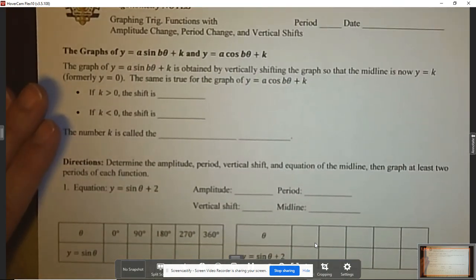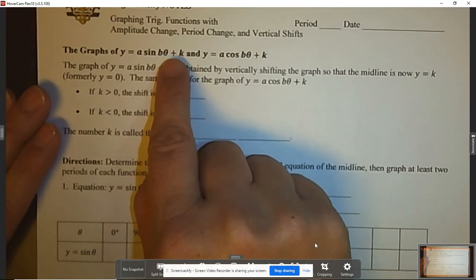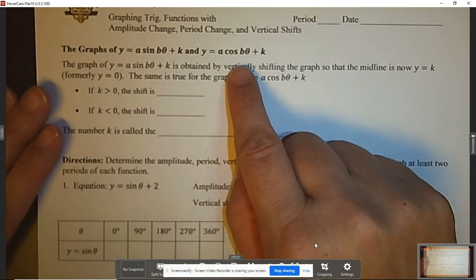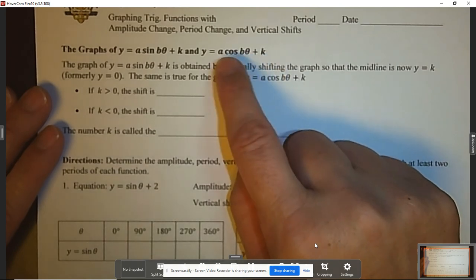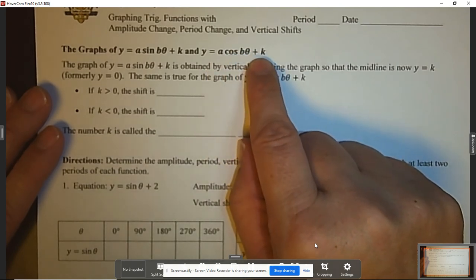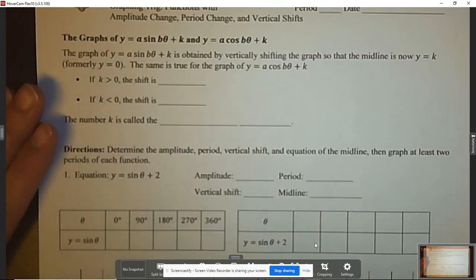So as you can see right here in bold, we have y equals a times sine of b theta plus k, and then the same for cosine. So y equals a cosine b theta plus k. So the a, the b, and the k all have specific jobs. Basically, they are what change these sine and cosine graphs.